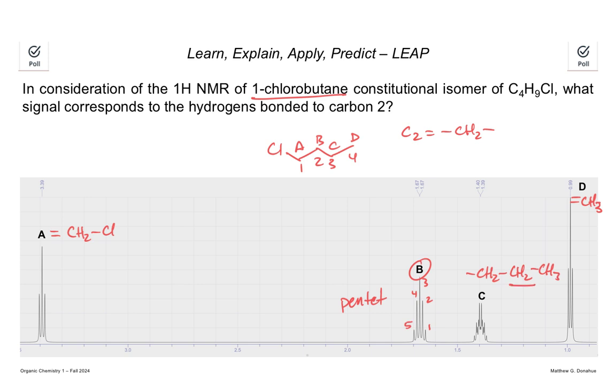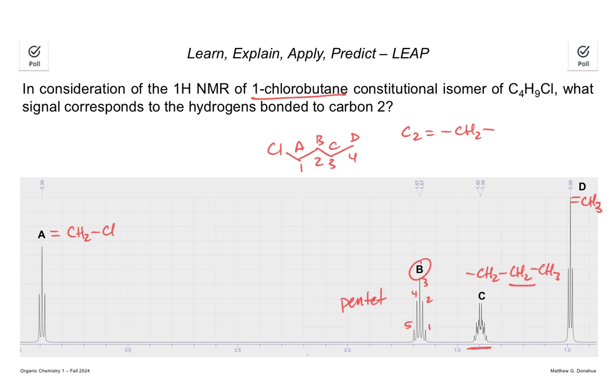And then C is the most complex because you have, well, you have 5 neighbors. The n+1 rule is 6. Notice how it doesn't look very nice. And again, probably next week we'll talk about why these things don't look as nice as we think they should. There's another complicating factor that happens.